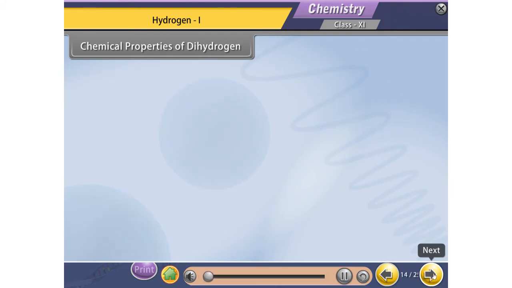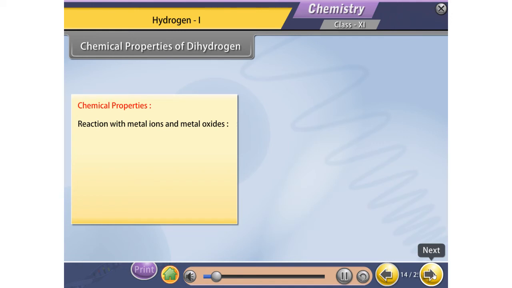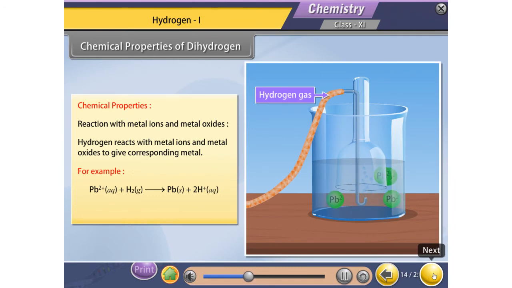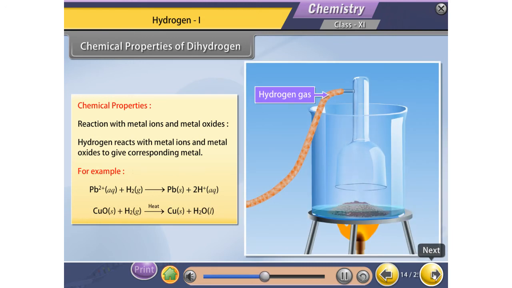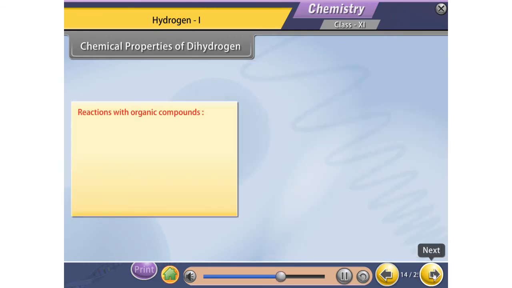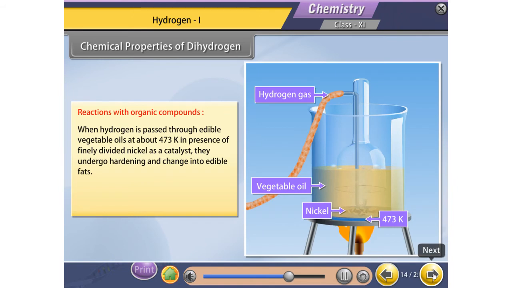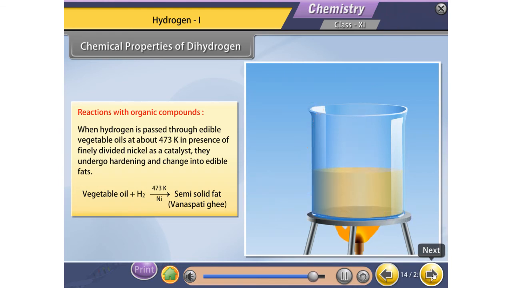Chemical properties of dihydrogen. Reaction with metal ions and metal oxides. Hydrogen reacts with metal ions and metal oxides to give the corresponding metal. For example, reactions with organic compounds. When hydrogen is passed through edible vegetable oils at about 473 Kelvin in presence of finely divided nickel as a catalyst, they undergo hardening and change into edible fats.